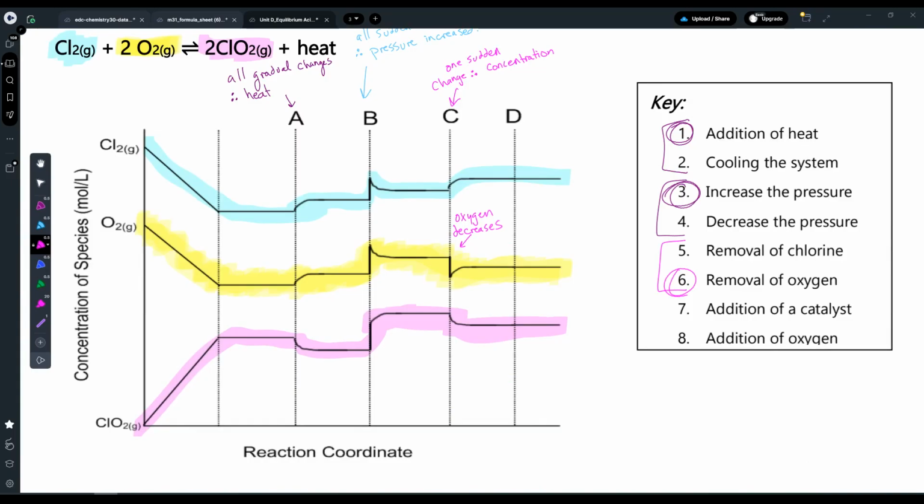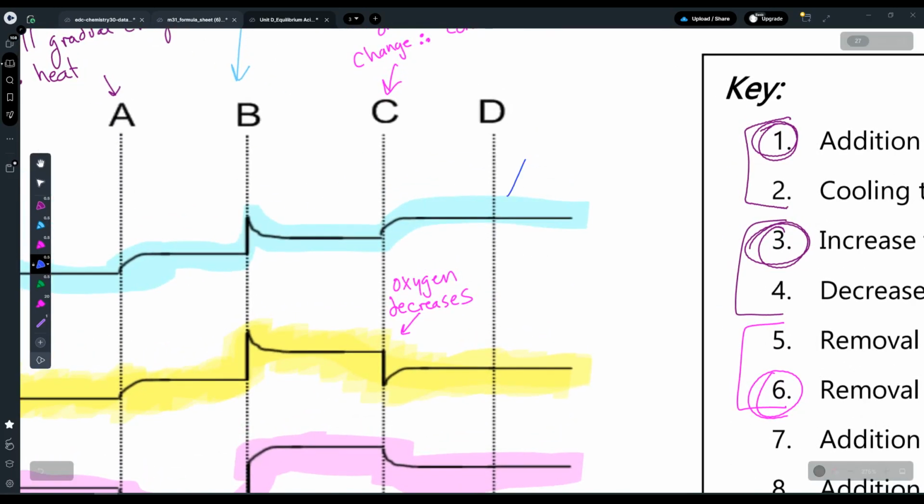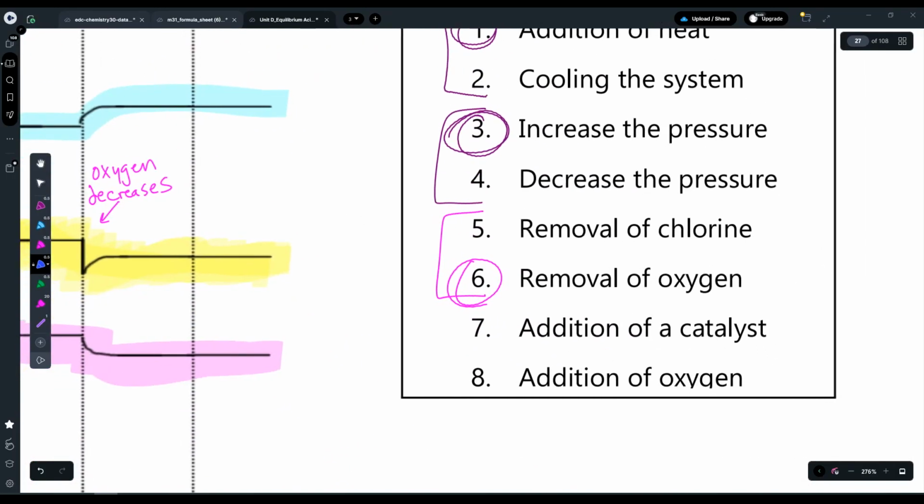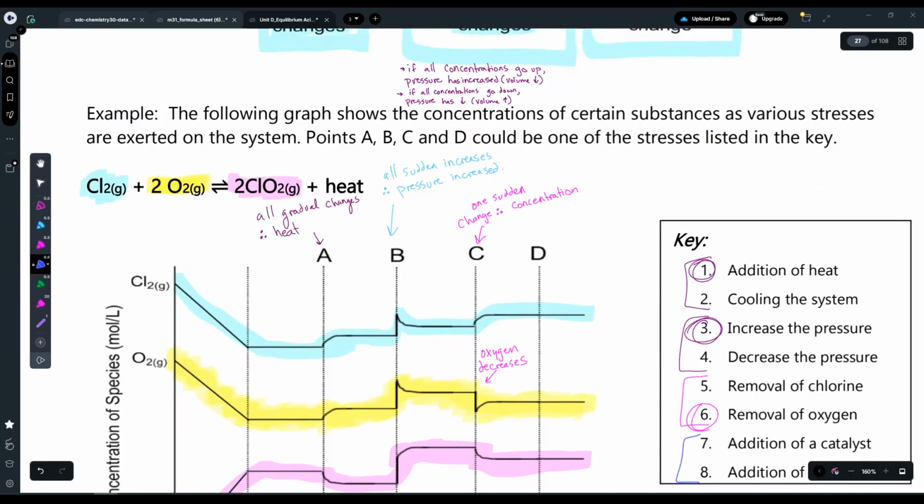Okay, and then the last one here, point D. There's no changes at all in equilibrium. It remains at the same positions here. So looking at our final options here, we've got to pick the option that will not change anything. So we've either got the addition of a catalyst or the addition of oxygen. Okay, now since we have oxygen in our system, increasing the amount of it would cause the system to shift to the right.